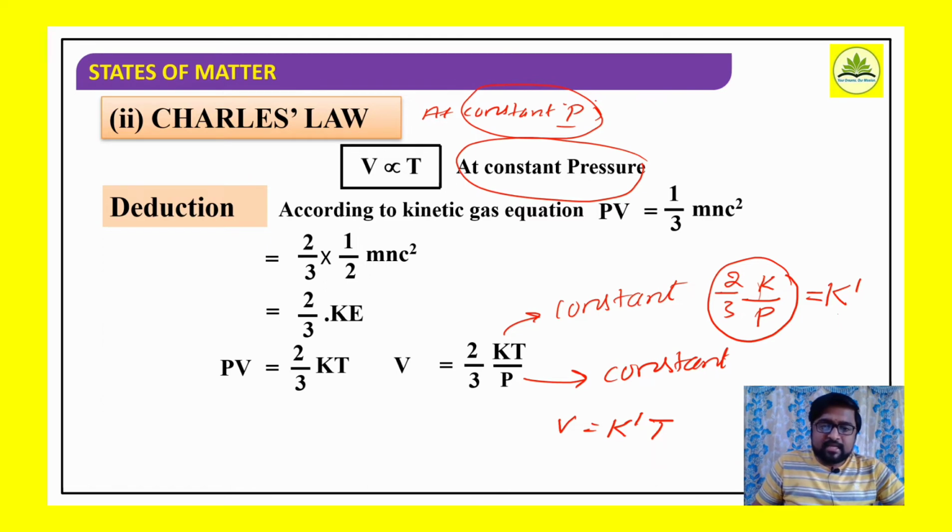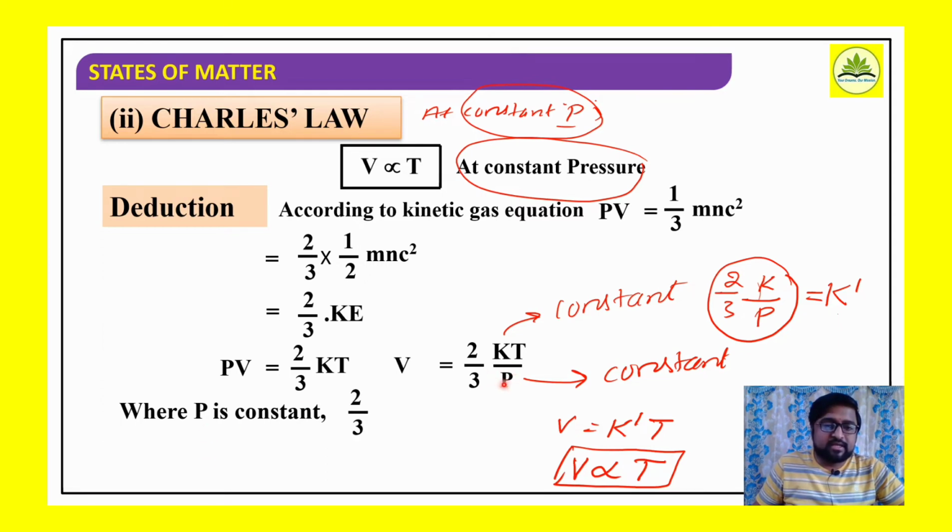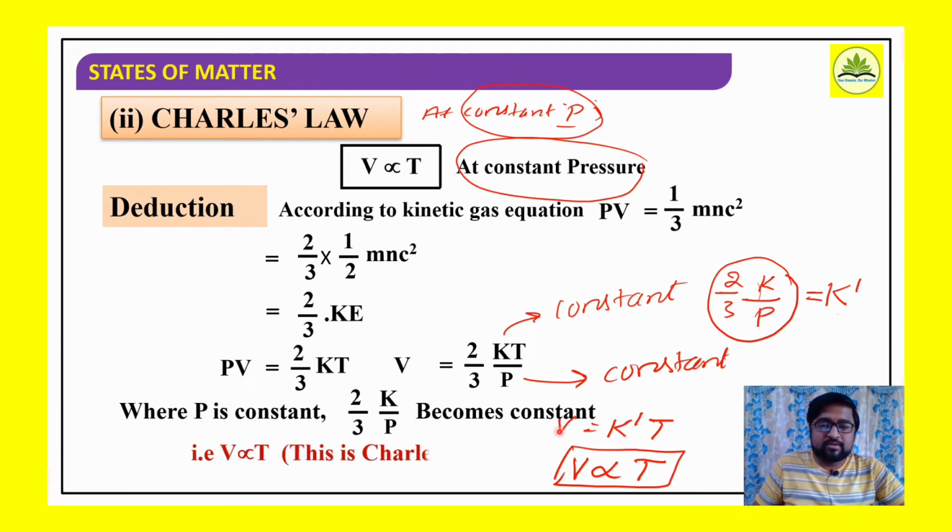Now here K prime is a constant. If you remove this constant, what can I say? V is proportional to T, means Charles law holds good. So it is the deduction of Charles law. Where P is constant, when pressure is kept constant, this 2 by 3 K by P becomes constant. Therefore, I can say V is proportional to T. This is the deduction of Charles law.